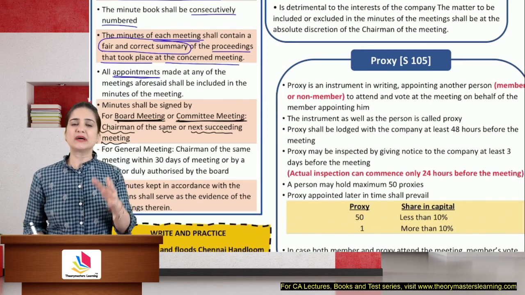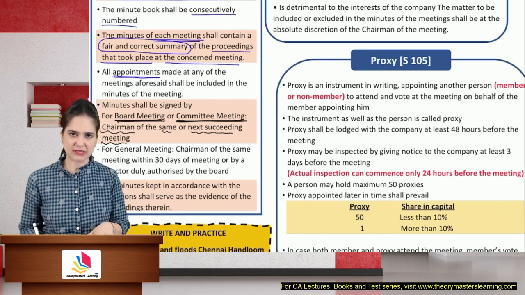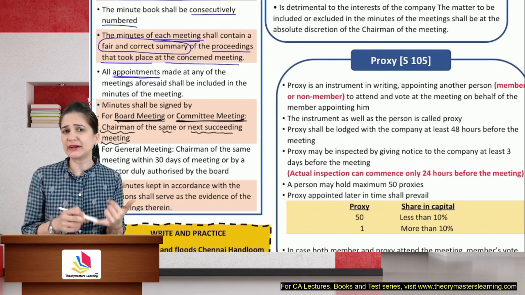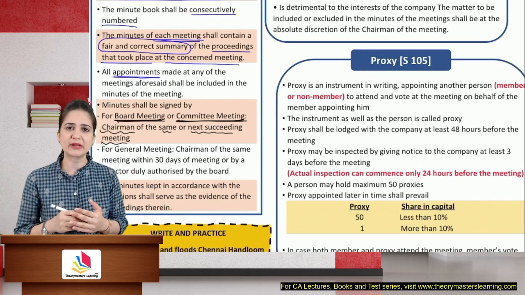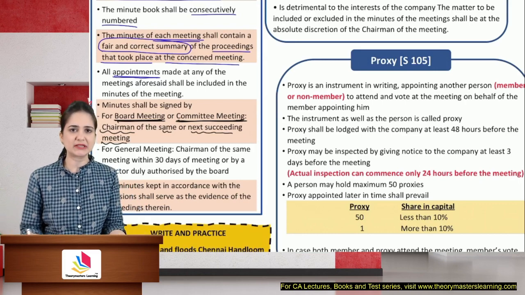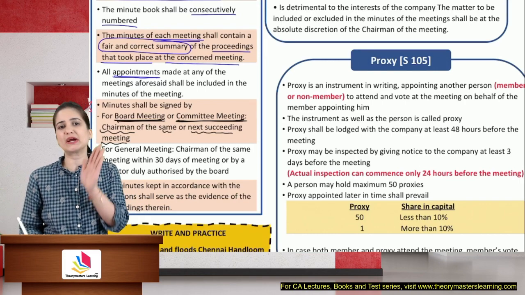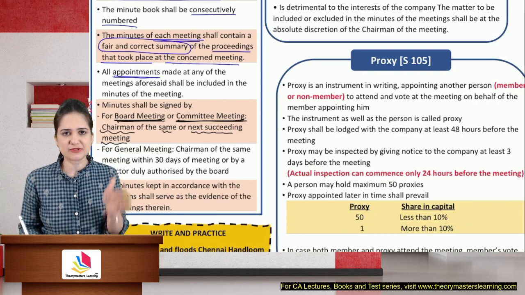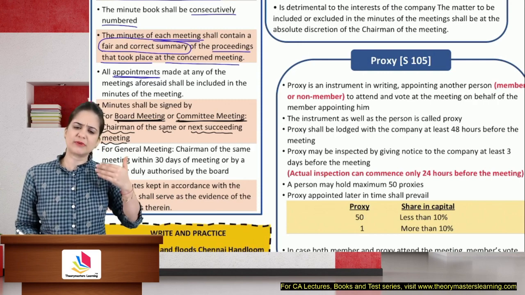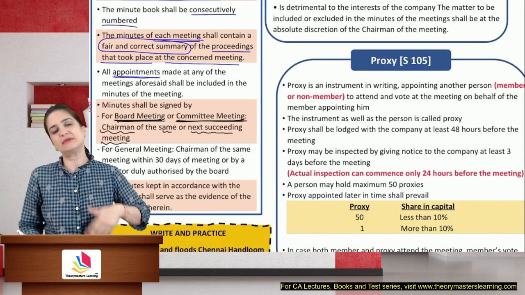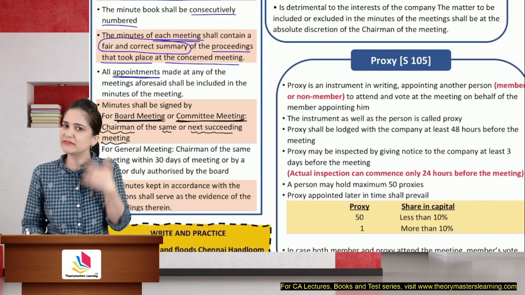So the chairman will sign the minutes, and if the chairman is not available, maybe he died or maybe he's out of India, then the chairman of the next succeeding meeting can sign, because a board meeting needs to be held once in every 3 months, once in every quarter. So if the minutes could not be signed in this meeting, they can be signed by the chairman of the next meeting, because anyway we are going to meet.